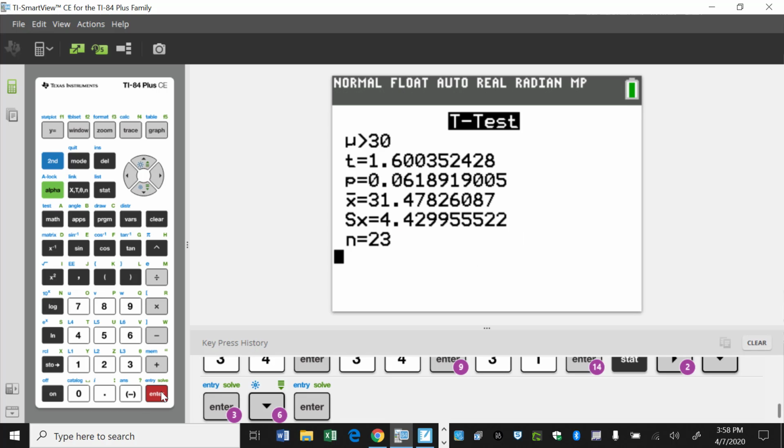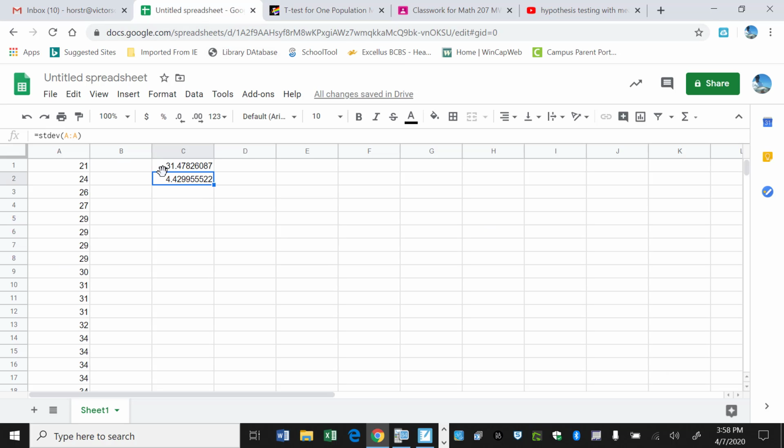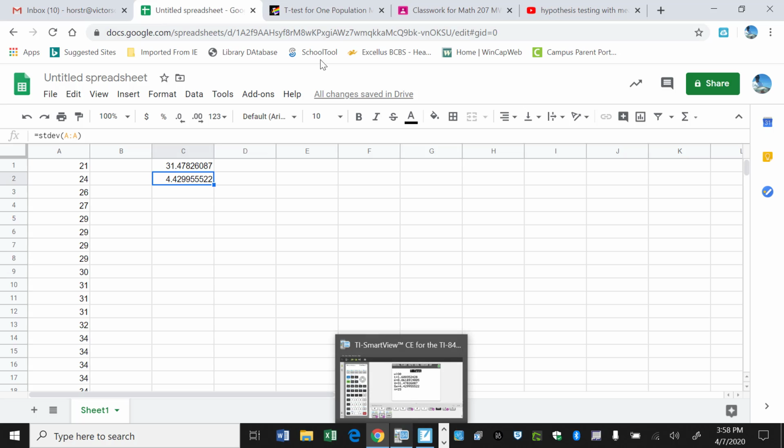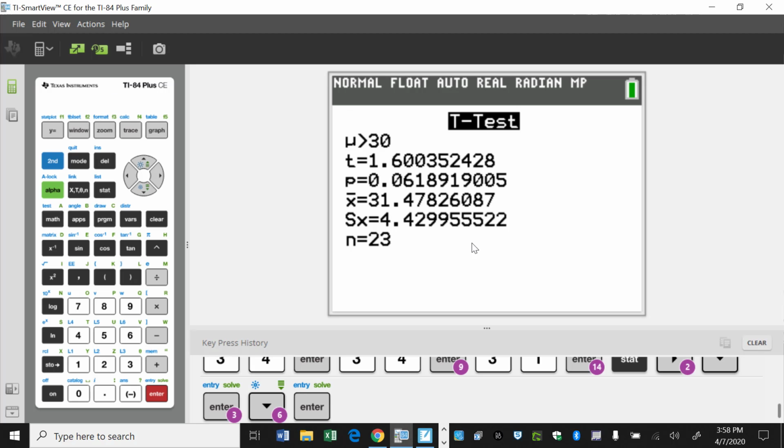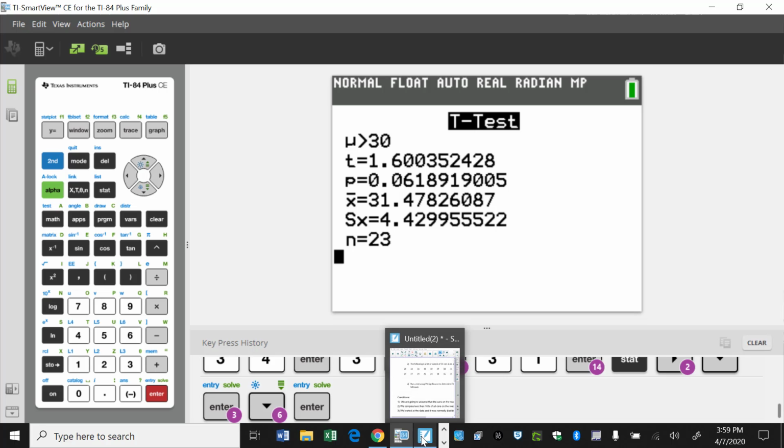And again, no matter where you go, you should get the same p-value. There's a 31.4 and the 4.42, which we got from here. So you can do it on Excel and then put it into, say, a website that will do this, or you can just do it in one step on the calculator. It doesn't really matter which way you go through it, but the idea is that we're looking for the p-value. So in this case now, we get a p-value of 0.06.